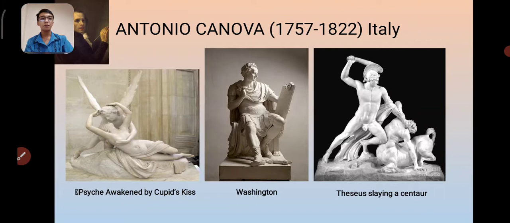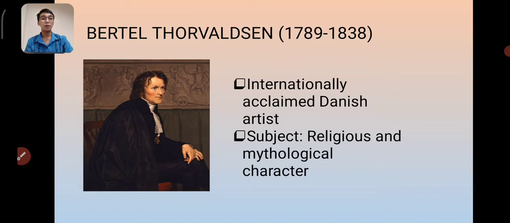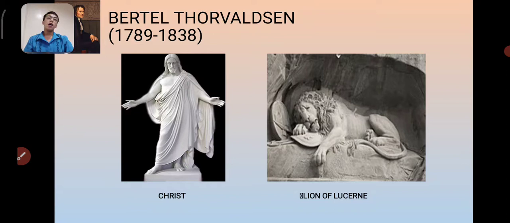Okay, so next one is Bertel Thorvaldsen, active during 1789 to 1838. Thorvaldsen was the first internationally acclaimed Danish artist. He executed sculptures of mythological and religious themes. His famous sculptures are Christ and the Lion of Lucerne. Kasi mostly ang sa mga gawa niya is about mythological and religious. Nandiyan si Christ, si Cristo.